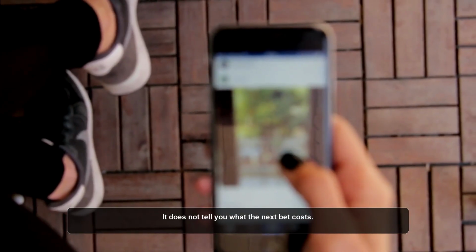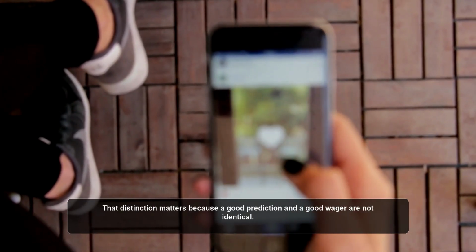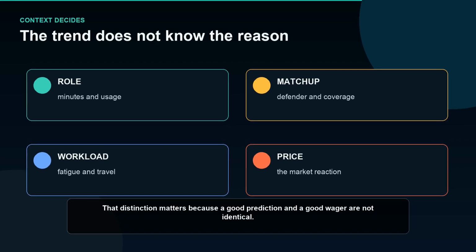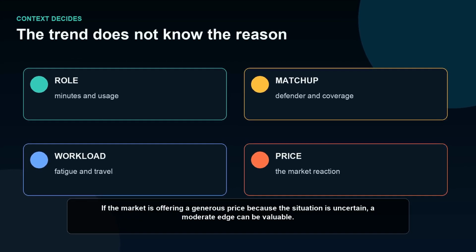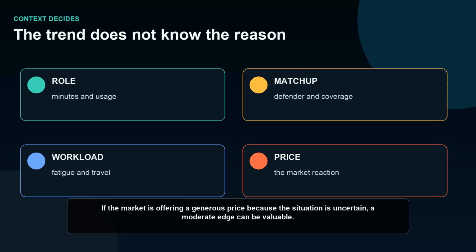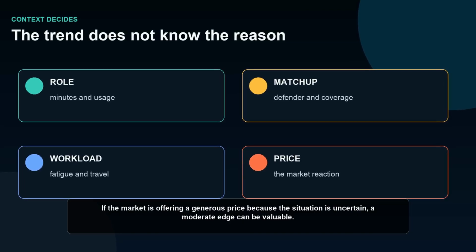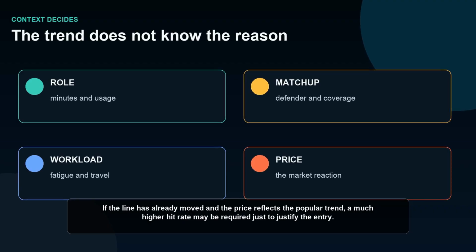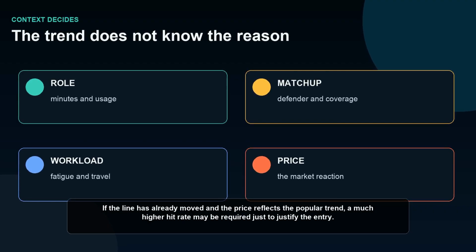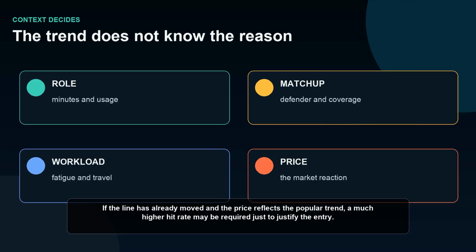That distinction matters because a good prediction and a good wager are not identical. If the market is offering a generous price because the situation is uncertain, a moderate edge can be valuable. If the line has already moved and the price reflects the popular trend, a much higher hit rate may be required just to justify the entry.